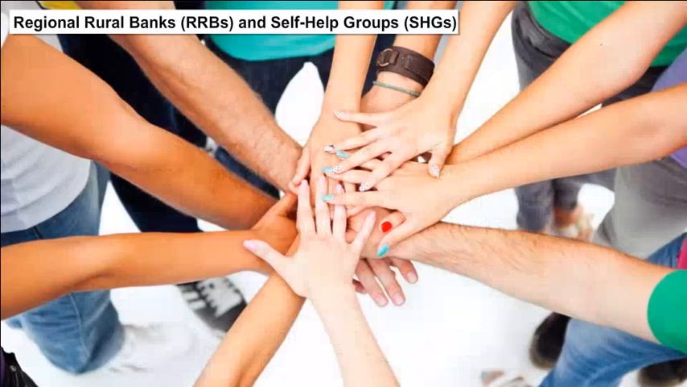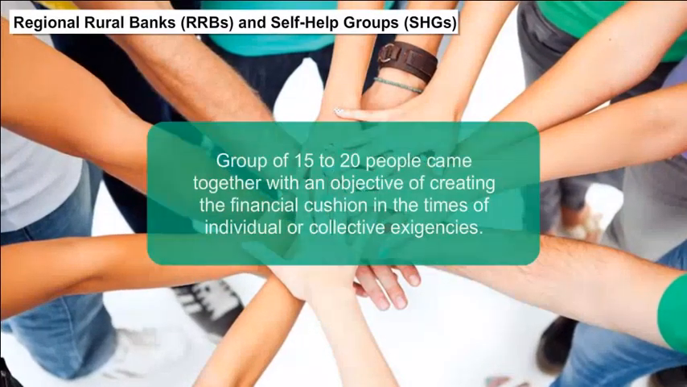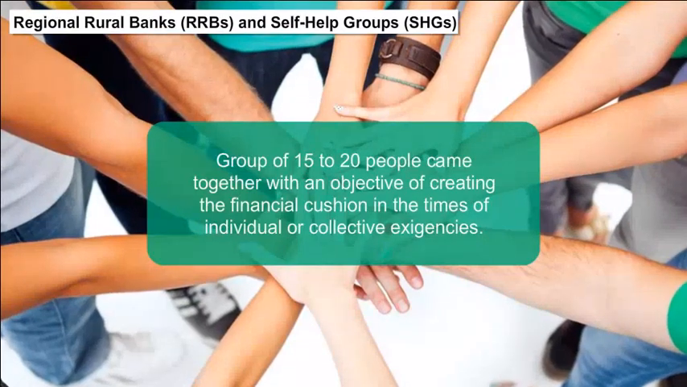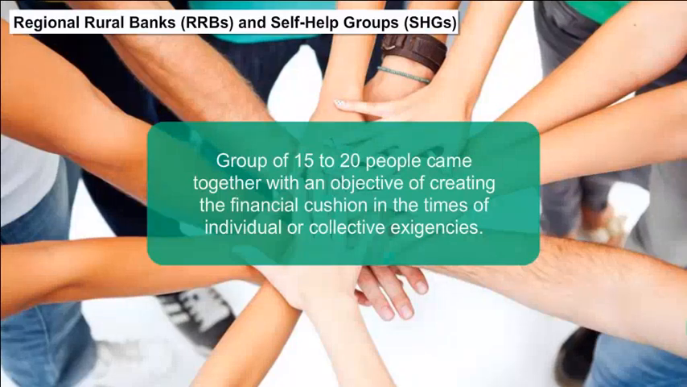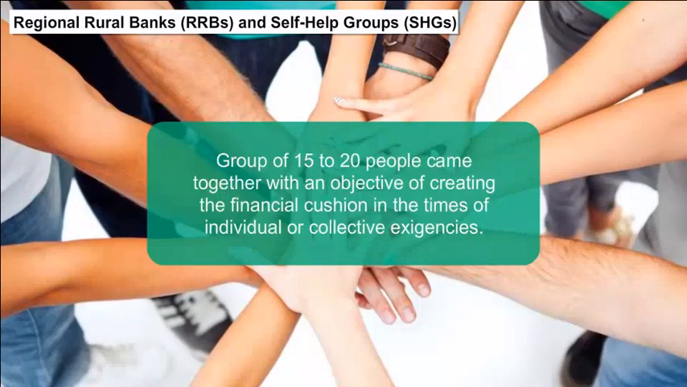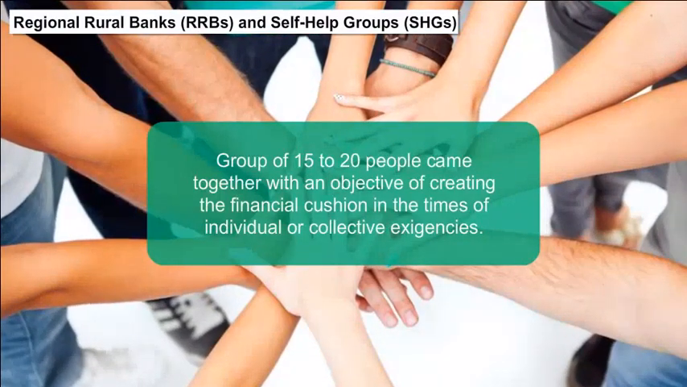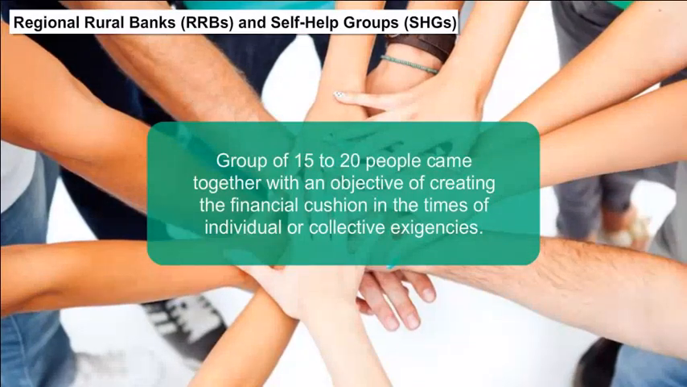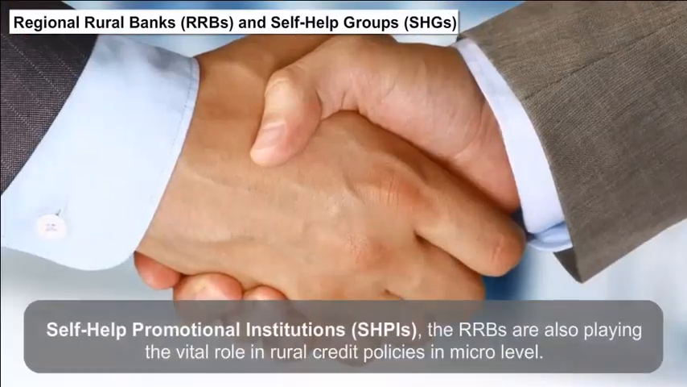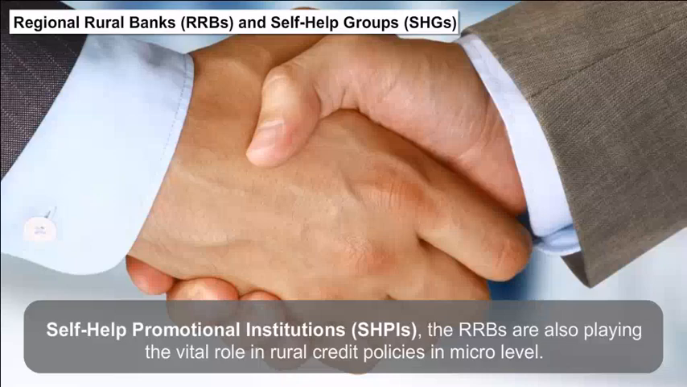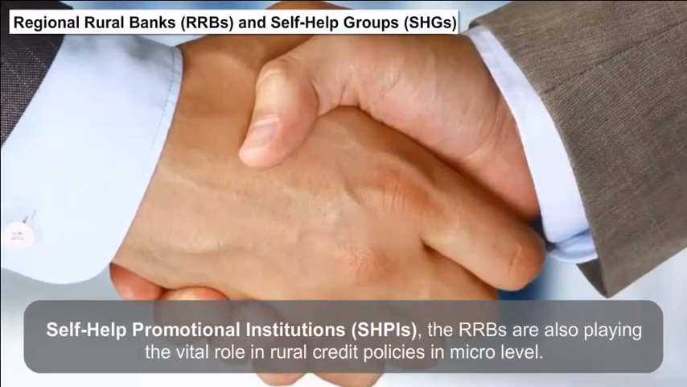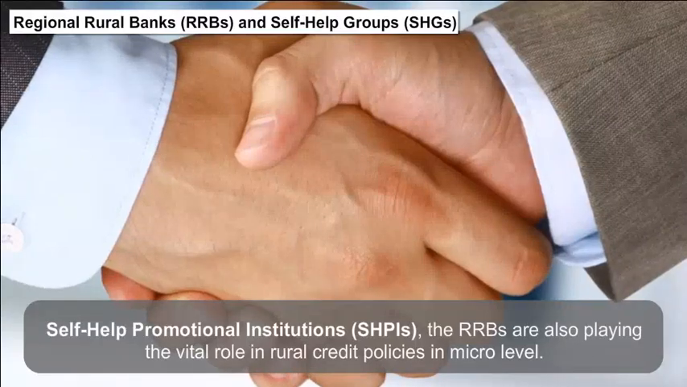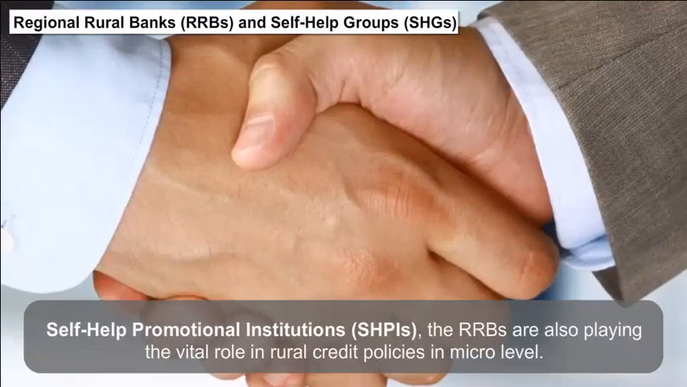The self-help groups or SHGs consist of groups of 15 to 20 people who came together with an objective of creating a financial cushion in times of individual or collective exigencies, by creating self-help promotional institutions, SHPIs. The RRBs are also playing a vital role in rural credit policies at the micro level.